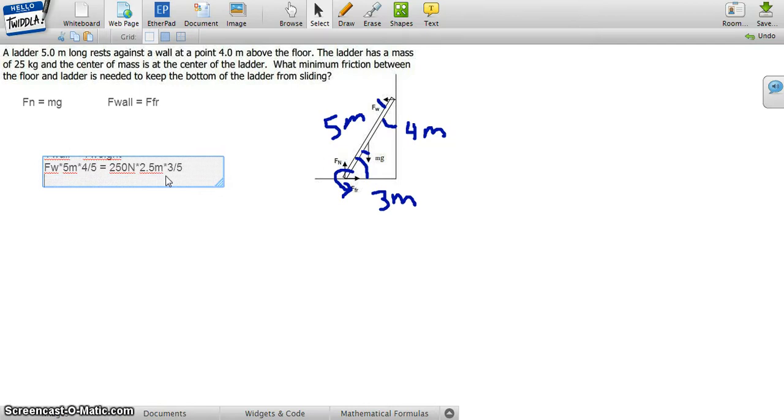So that means I can figure out what the force from the wall is. That's going to be, doing the calculation, 93.75 newtons, which by the way is the same as the force from the friction, which is what we were trying to find in the first place.